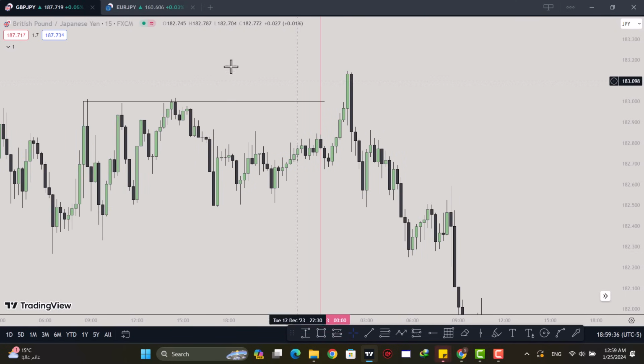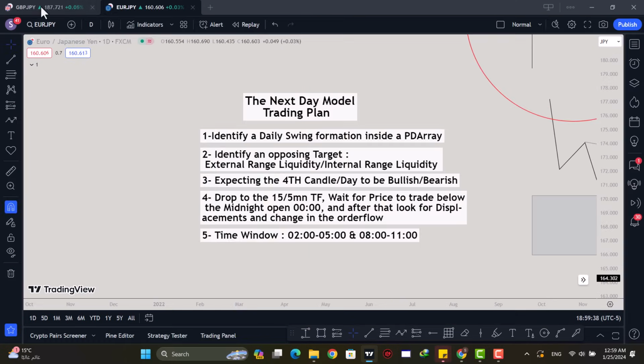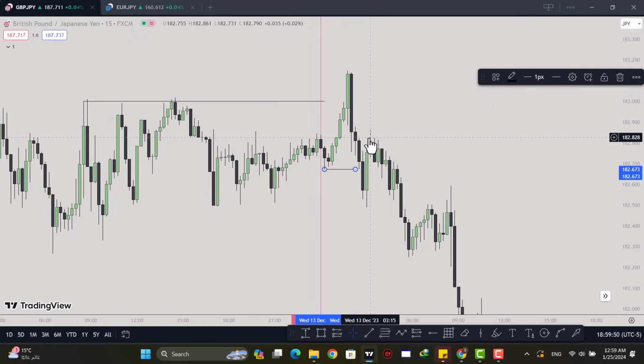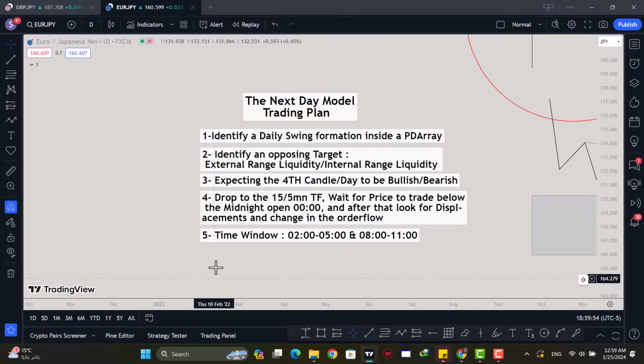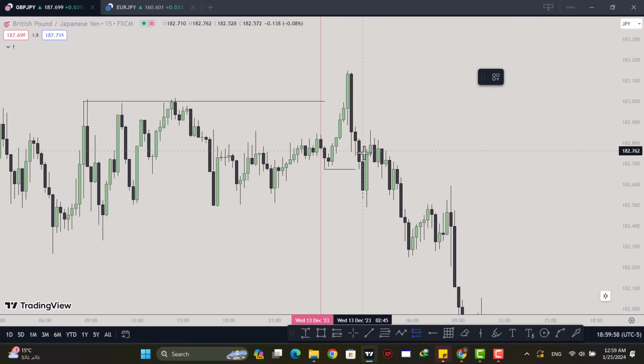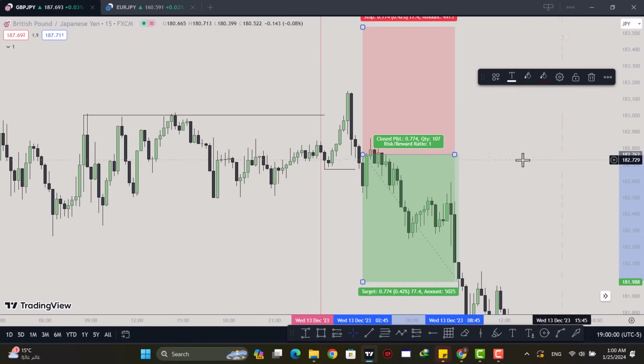And after that, we need to see displacement and change in the order flow. So trading higher, a break of structure. We took the low that created the high. So this is a valid break of structure. Do you want to enter from here? Yes, we are inside that time window, right? So this would be our entry, maybe this one on the breaker block.